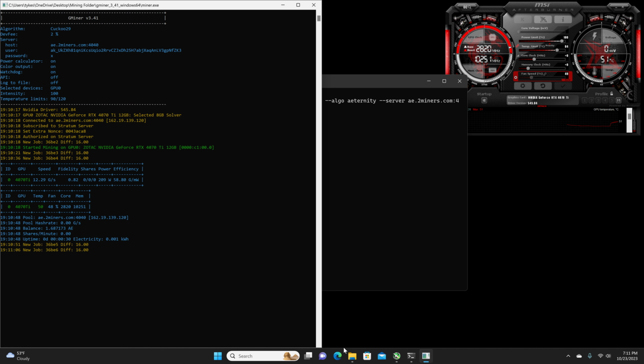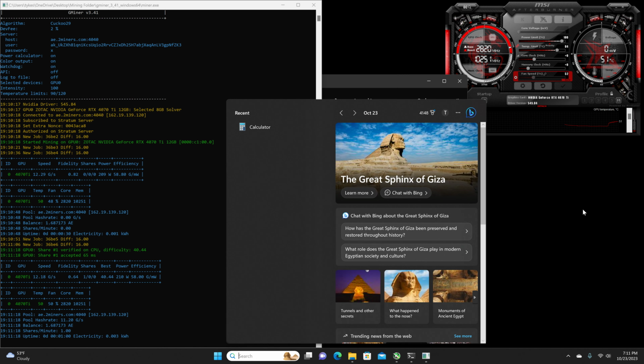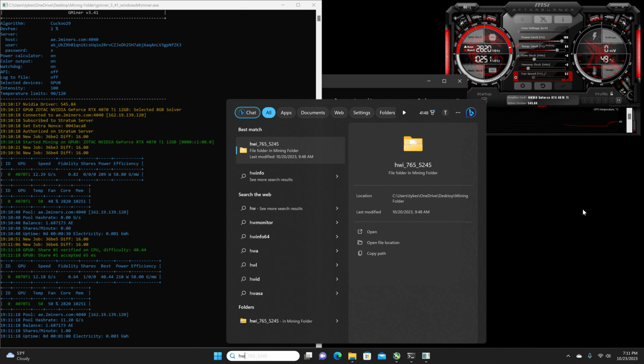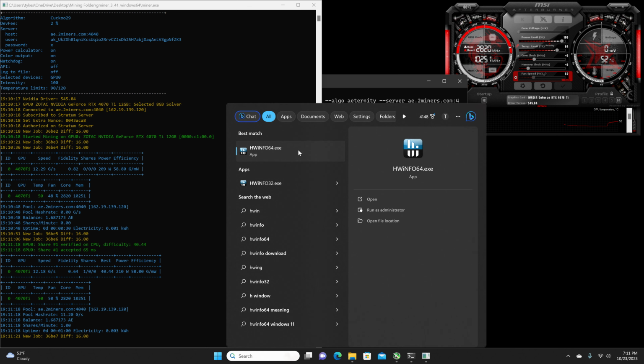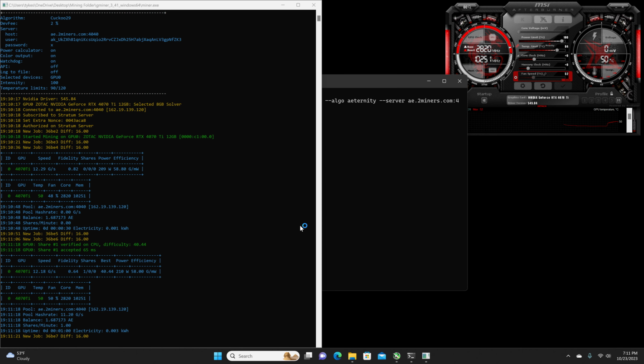This should give us an efficiency of 59.18 to 59.22 for the efficiency on stock settings. Now let us head on over into the thermals.